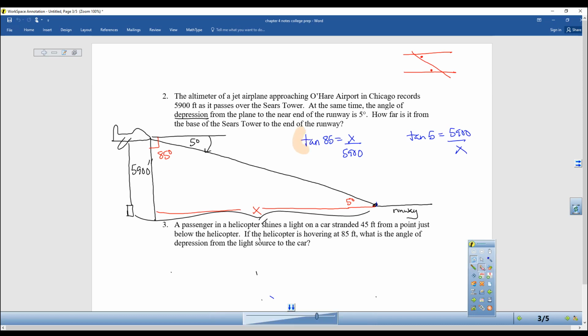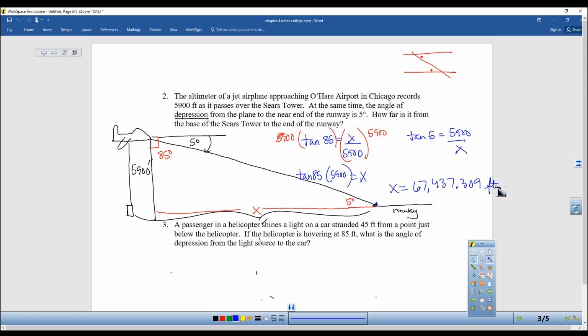So, oops, I'm going to undo that. I'm going to clear my fraction, multiply both sides by 5,900, and that gives me x is equal to tangent of 85 times 5,900. That is 67,437.309. We're measuring this in feet. So of course it's huge.